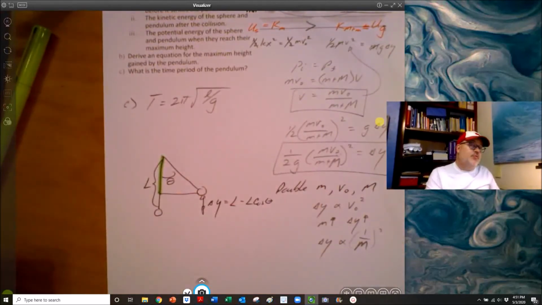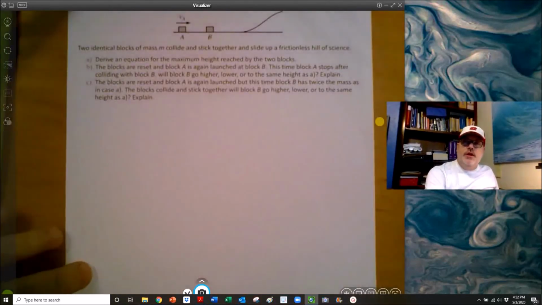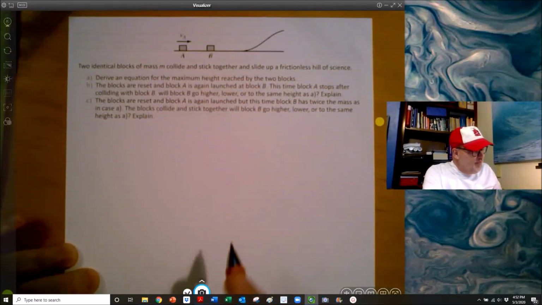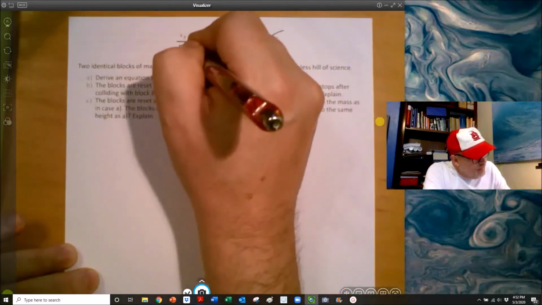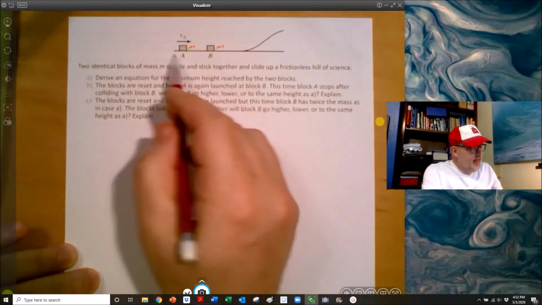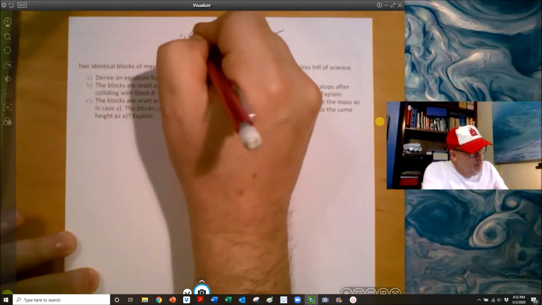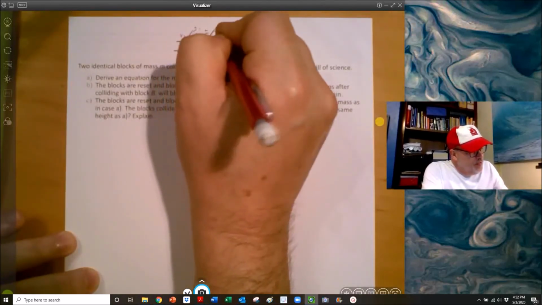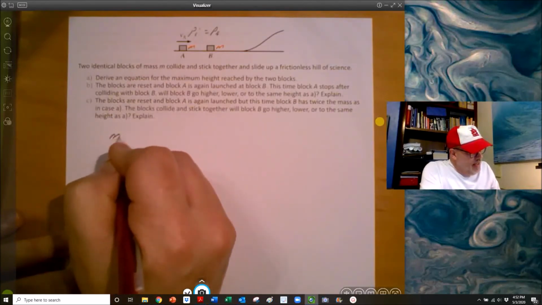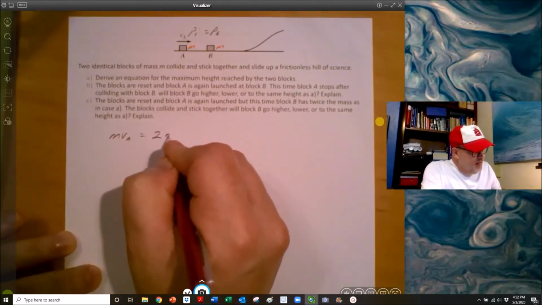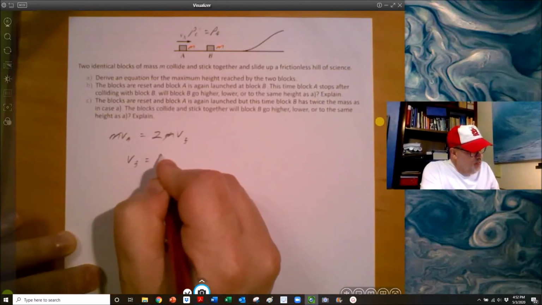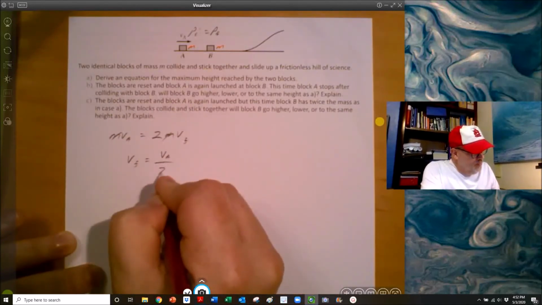Okay? Just remember that. On this one, we have 2 identical blocks of mass m, and they collide, they stick together, and then they slide up this frictionless hill of science. So they're both a mass m. They're colliding. If we include them both, we know that the momentum initial must equal the momentum final. So we have simply an m v A to begin with, and then they stick together, we have 2m v final. So that means the final velocity will equal half of the original velocity.